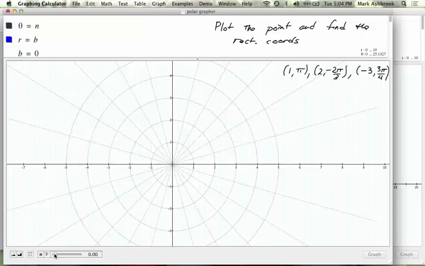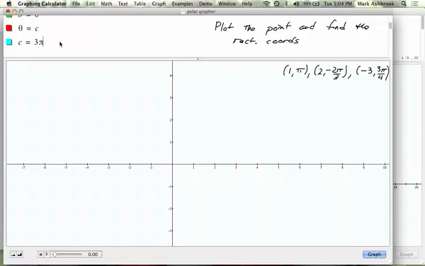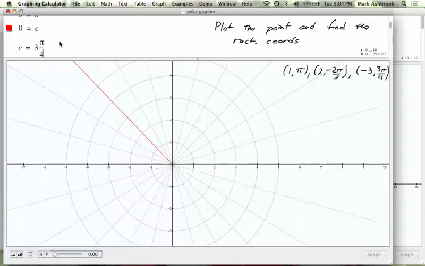So where's 3 pi over 4? What direction? What quadrant? Second quadrant. Isn't that it right there? See the red? That's 3 pi over 4. So that's the direction of R. So if R were 1, we go out 1 from the pole. If R were 3, we go out 3 from the pole. If R is 4, we go out 4 from the pole. You get that. But we want to go negative 3.